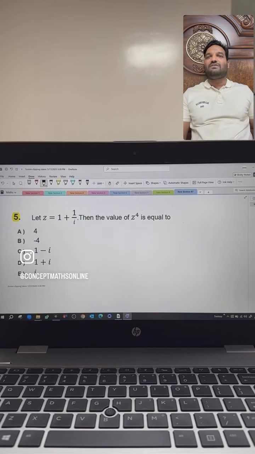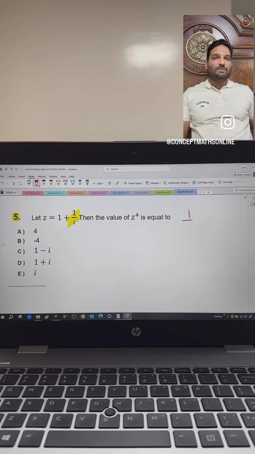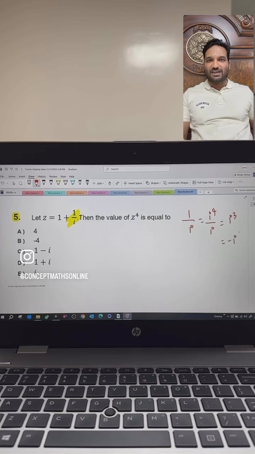Here you can convert it into standard form easily. What is 1 by i? If you want to avoid i in the denominator, it is simply i raised to 4 by i, which is equal to i cube. What is i cube? Minus i. So you can represent this complex number in standard form. This is 1 minus i. That is reduced to 1 minus i.